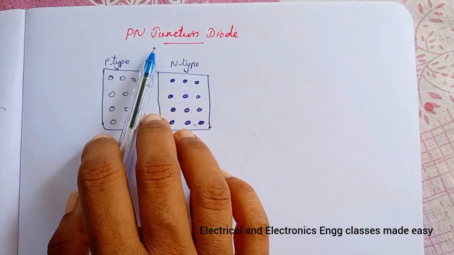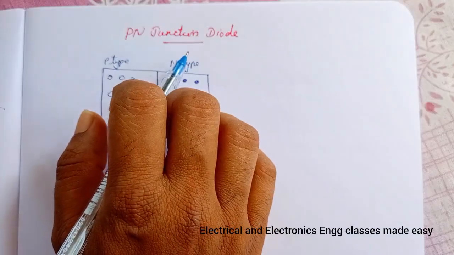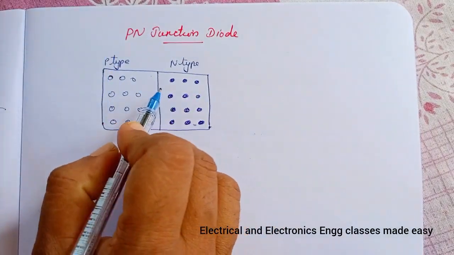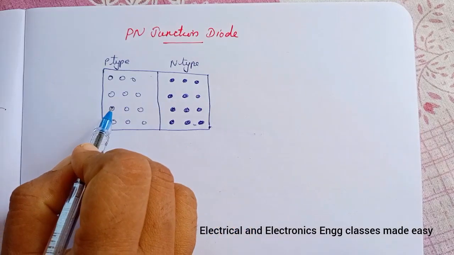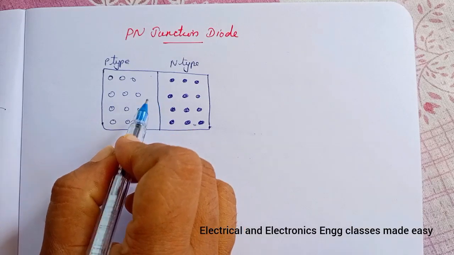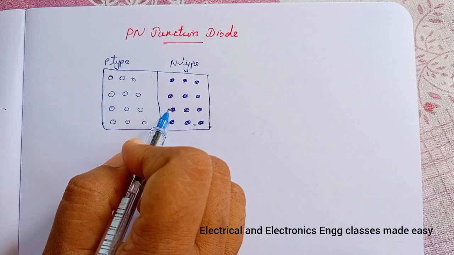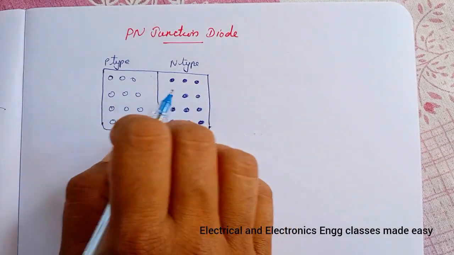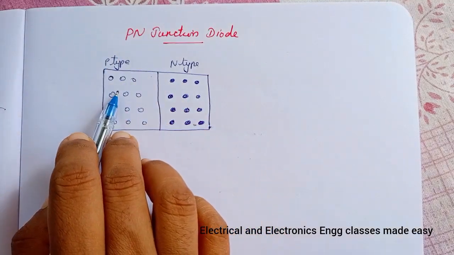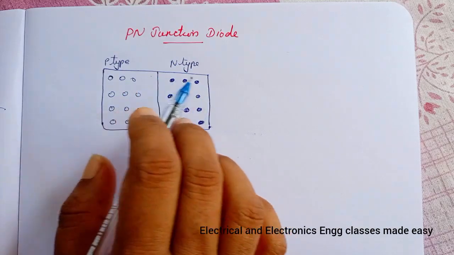Today's class is about PN junction diode. If a piece of intrinsic silicon is doped so that half is N type and the other half is P type, a PN junction forms at the boundary between the two regions and a diode is created. So this is called a PN junction diode because half is doped with the P type and half is doped with the N type materials.